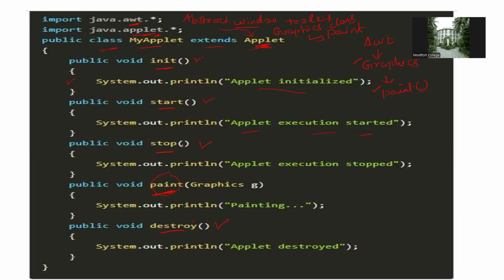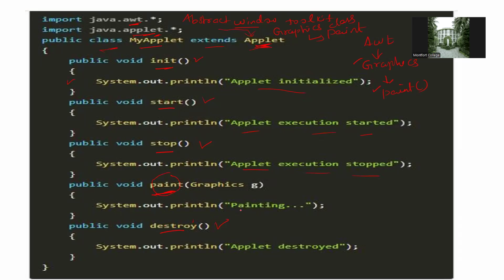Okay. This is a simple program for applets. You can write this very easily. No concept, nothing in this. Simply you can write this and you can explain it, if any applet program is asked for in the examination. Next, we have the stop method. In the stop method, applet execution stopped.